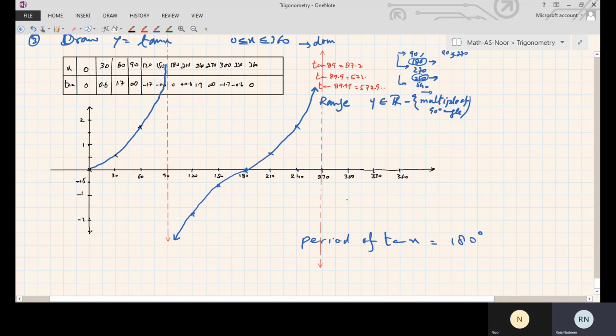After 270, 300 will give you minus 1.7, and so on. So this kind of graph we will get in 360 degrees. So this is the graph of tan of x. Now you can ask questions.